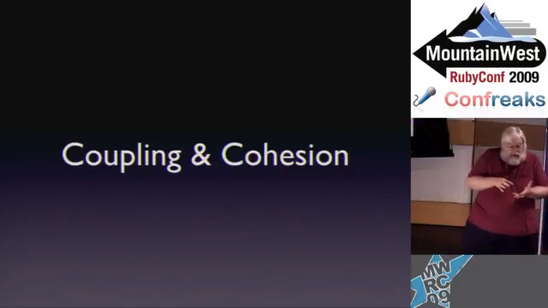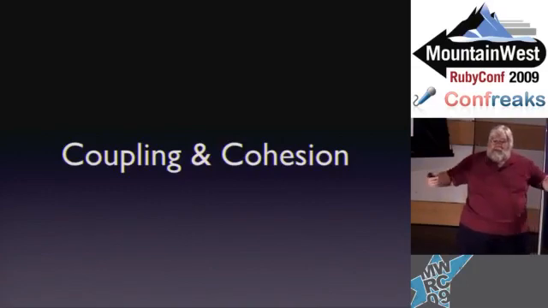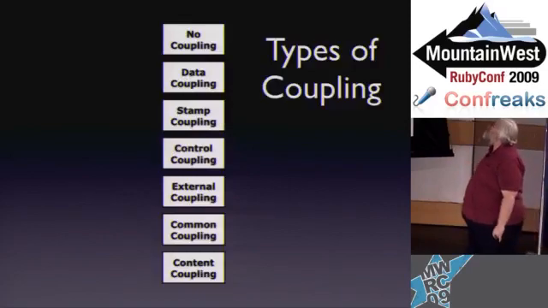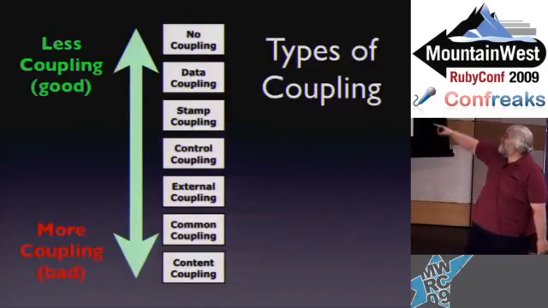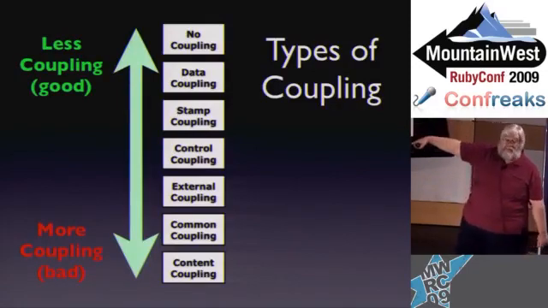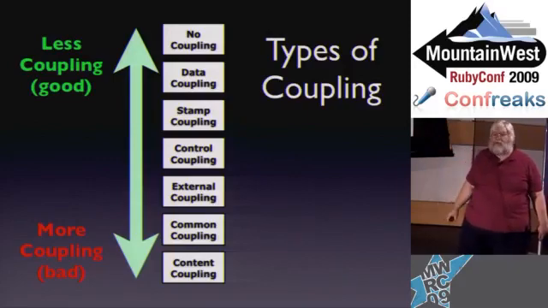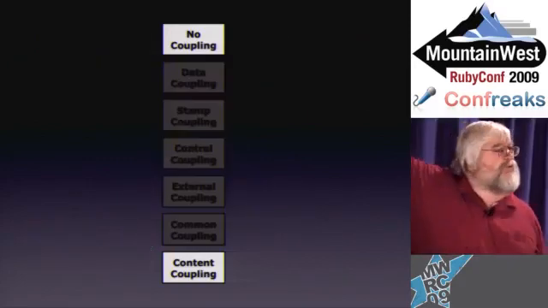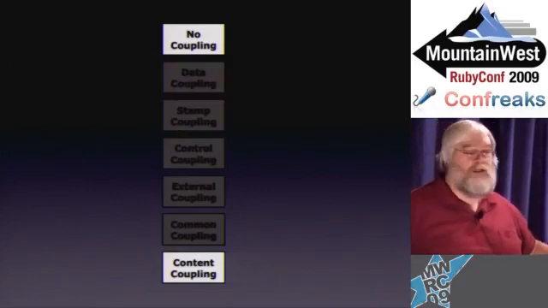Now, cohesion is how well a single module fits together. Coupling is the connections between modules. And Glenford Myers said that there are 7 different types of coupling. And he arranged them from the very high coupling, the bottom here, content coupling, which is bad, to no coupling, which is good. Let's explain these things just real briefly here. No coupling is pretty obvious. If 2 modules are entirely independent of each other, there's no coupling between them.